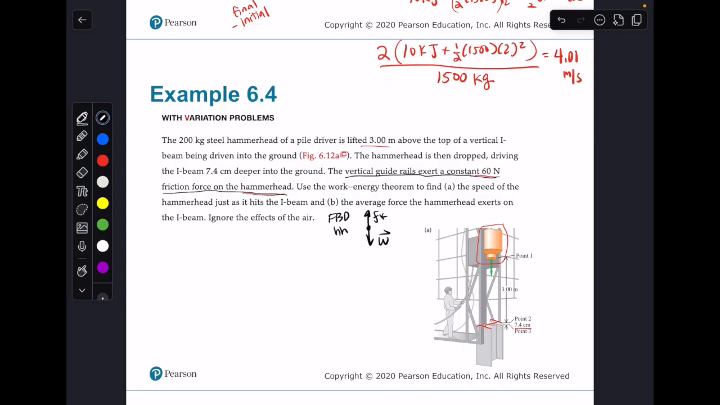So we're going to use the work energy theorem to find the speed of the hammerhead just before it hits the I-beam. So what does the work energy theorem state? I'll write it up here.